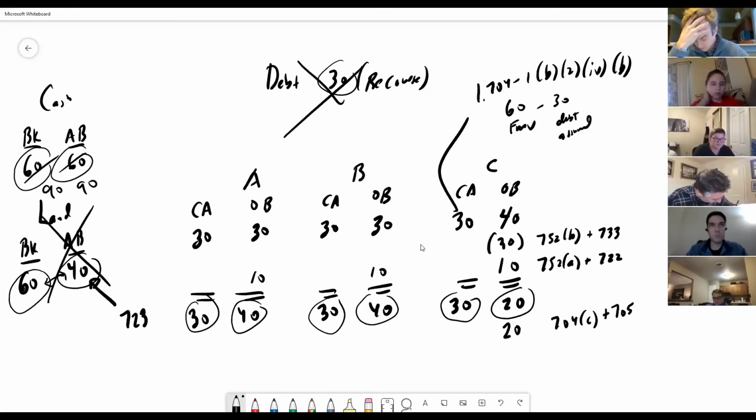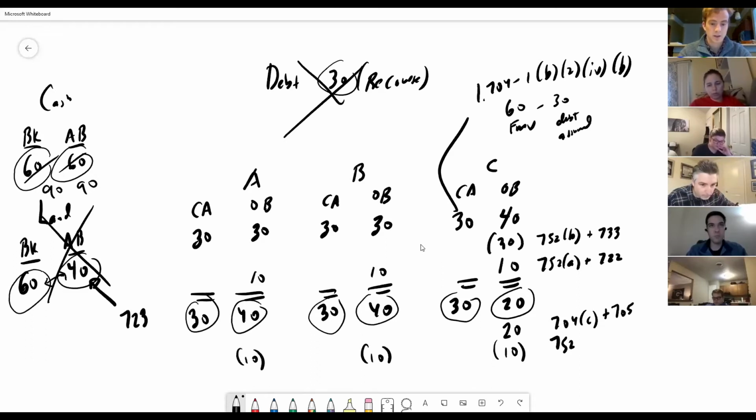Now the partners' share of the liabilities is going down. It was 10 each, and now it's 0. So their shares of the liability go down by 10. That's a constructive distribution of money under 752(b), and section 733 reduces the outside basis.